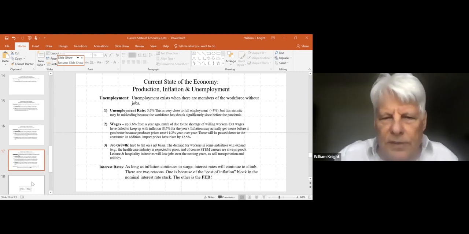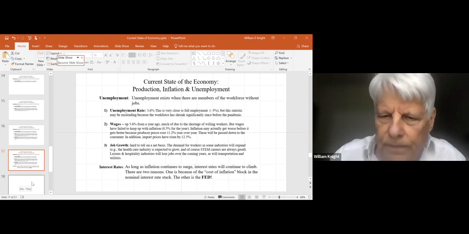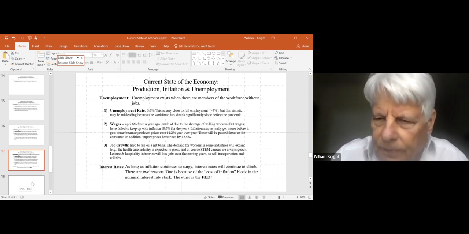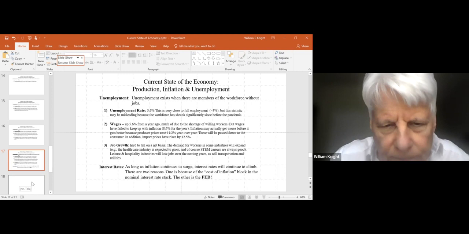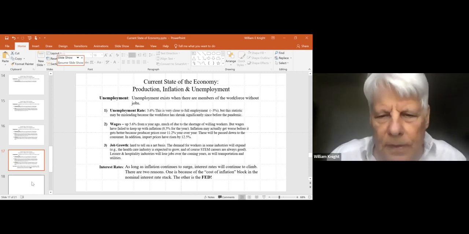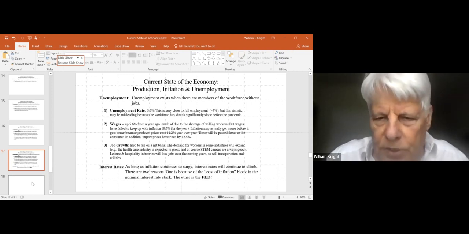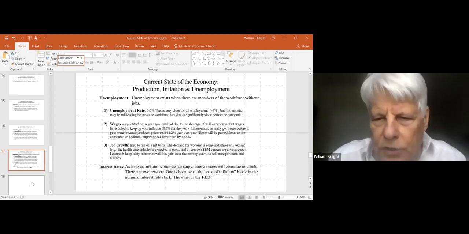Now, what about interest rates? As long as inflation continues to surge, interest rates will continue to climb. Interest rates, as you know, are rising. Just last week, for the first time in a long time, mortgage rates exceeded 5%. I hope you all locked in at 4% or something lower. But now mortgage rates are 5%.